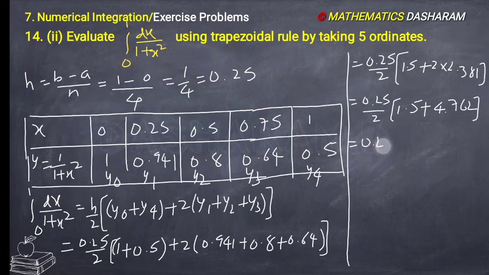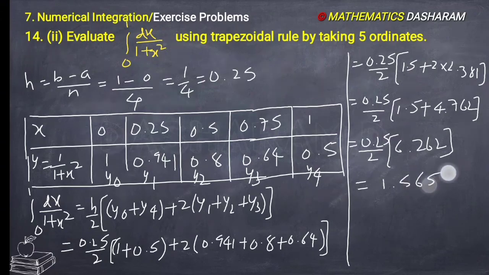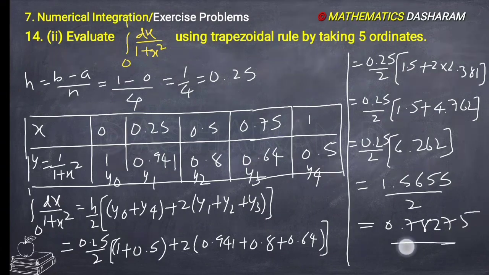So 0.25 divided by 2, 1.5 plus 4.762 is 6.262. Sorry, 6.262. So 0.25 into 6.262 is 1.5655 divided by 2. So it is equal to 0.78275, which is our required answer.